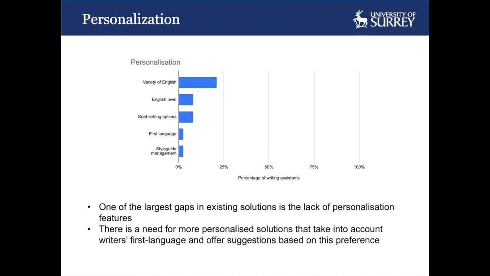Personalization includes features such as a variety of English, first language, and English level, and it is one of the largest gaps in existing solutions. This also indicates that there is a need for more personalized solutions that take into account, for instance, the writer's first language and actually offer suggestions based on this preference.